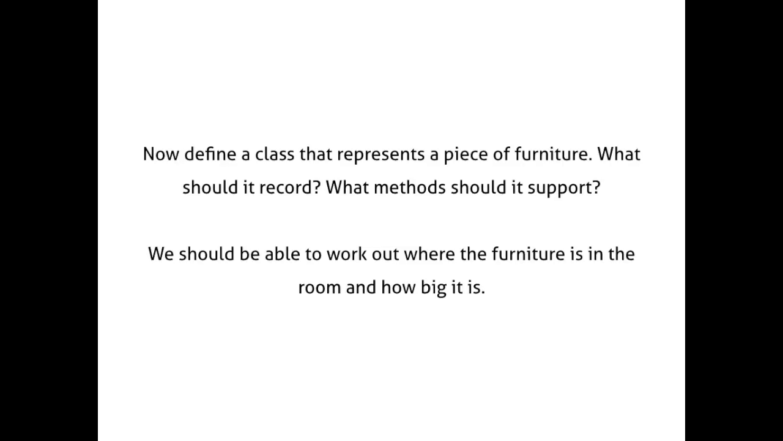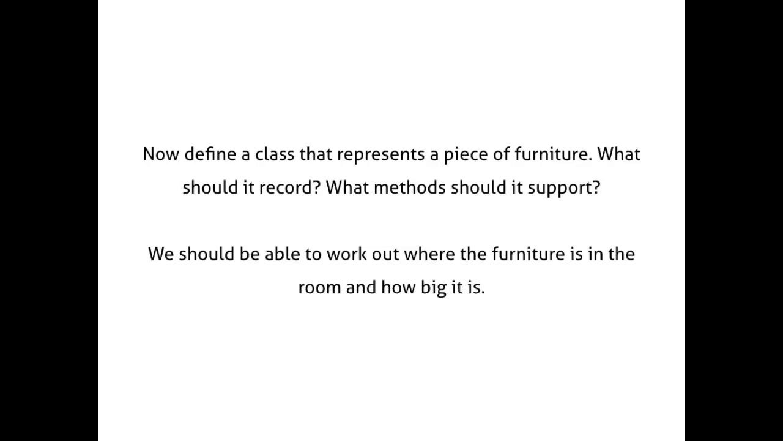So our requirement asks us to create a class that represents a piece of furniture, and it asks us initially what information should be recorded and what methods should be supported. We're told that there are two key pieces of information we need to know about our piece of furniture. We need to know how big it is, so its length and its width, and we need to know where it is in the room. So this suggests it's got an X position and a Y position.